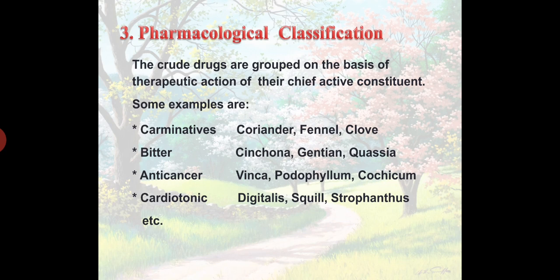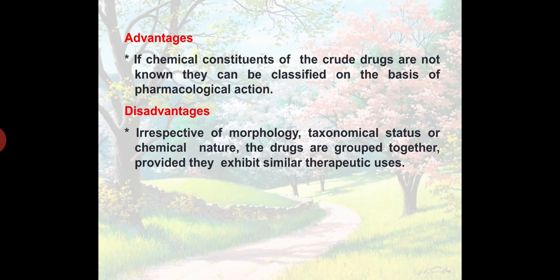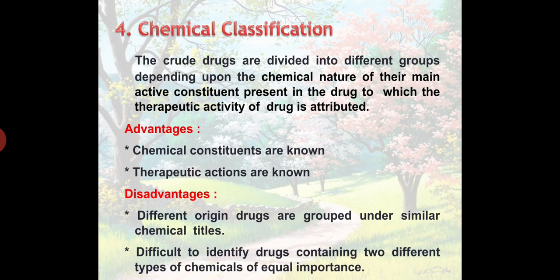Like coriander, fennel, and clove are used as carminative, vinca and podophyllum as anti-cancer. Advantage of this system is that even if we don't know the chemical constituent present in the drug, its therapeutic action can be known, and disadvantage is we can't know the chemical nature of the constituent to which therapeutic activity is attributed, which we can study in chemical classification, which was developed to rectify this problem or disadvantage.